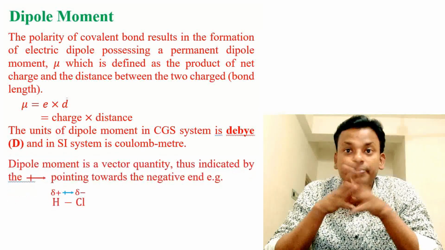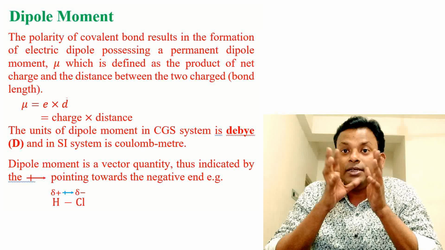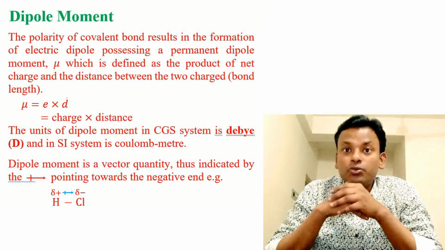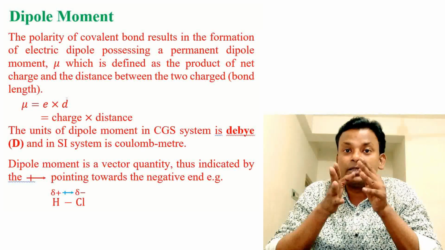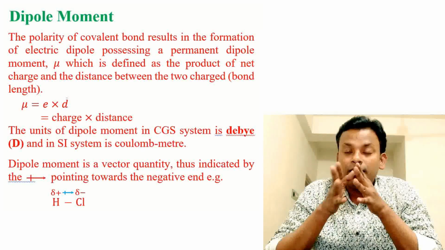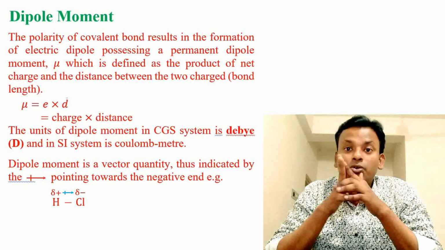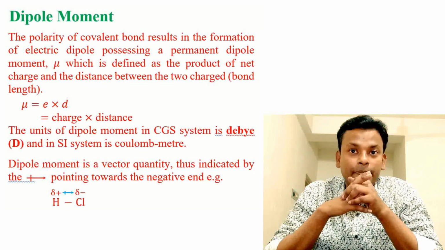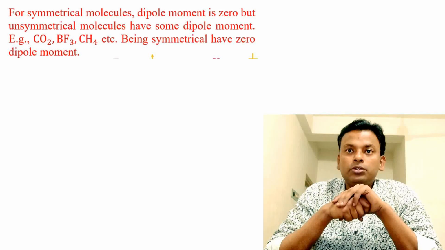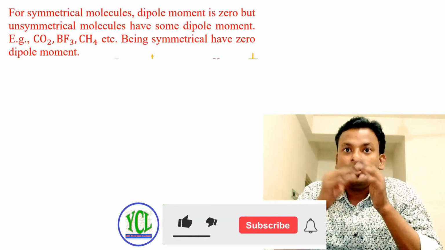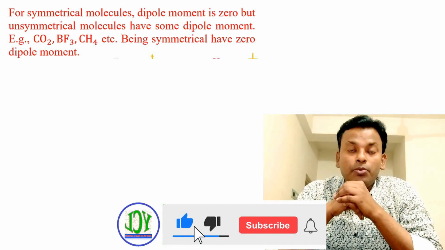Dipole moment is a vector quantity and is thus indicated by an arrow pointing towards the negative end, as for example in HCl. Dipole moment indicates positive to negative. For symmetrical molecules, the dipole moment is 0, but unsymmetrical molecules have some dipole moment.